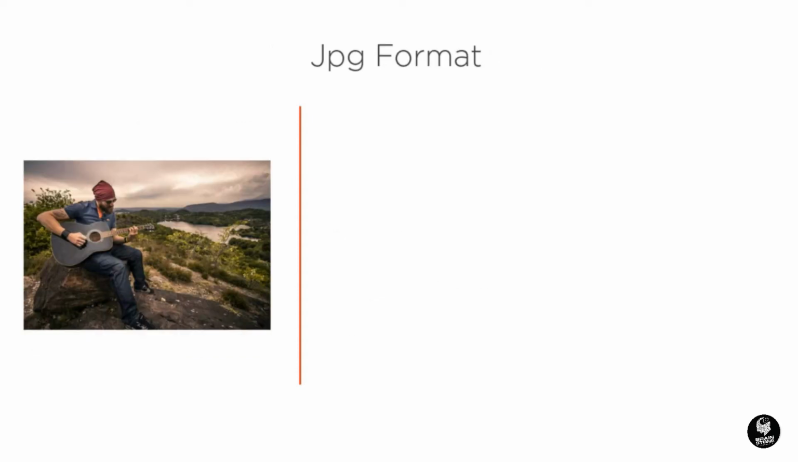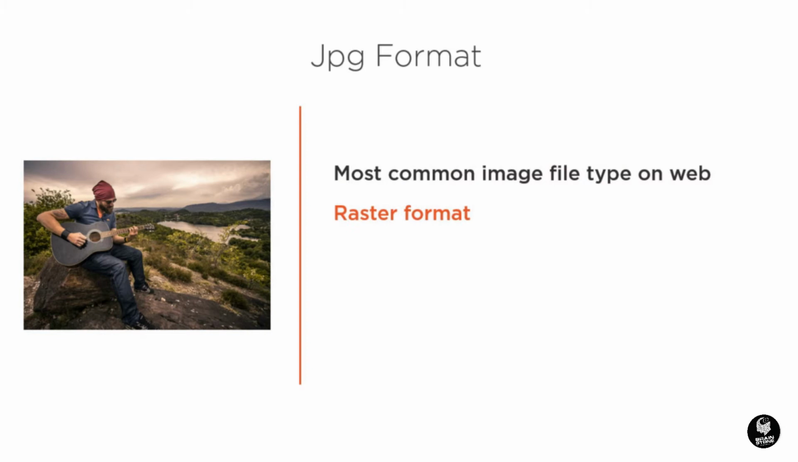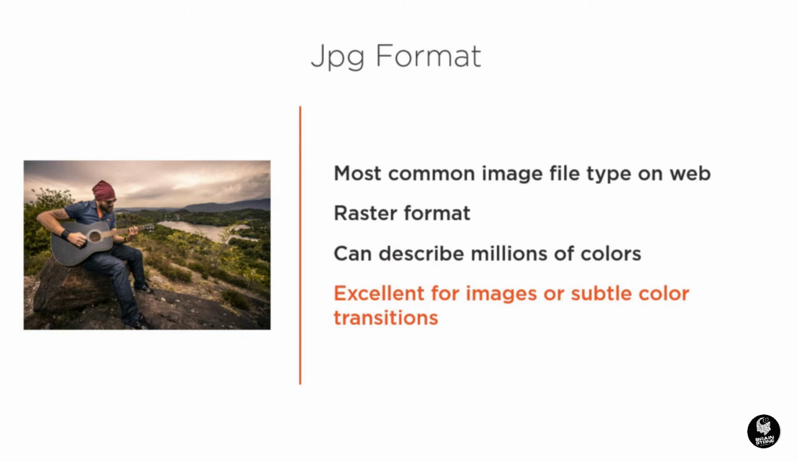We'll start with JPEG. Now this is perhaps the most common graphic file type found on the web today. It is a raster format, meaning that it's made up of hundreds or even tens of thousands of pixels. And these pixels can describe millions of colors, which makes the JPEG format an excellent choice for images and graphics that have subtle color transitions.